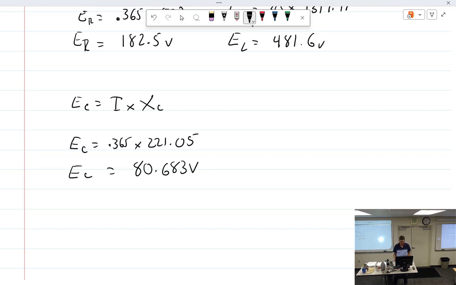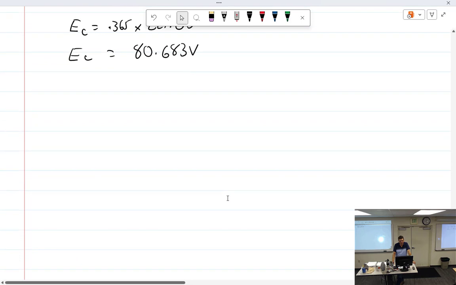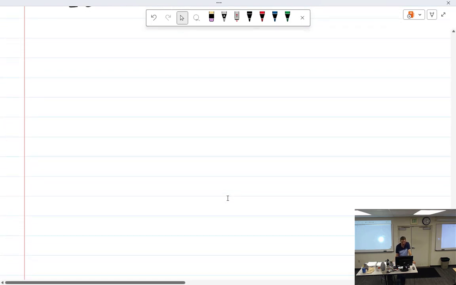So on E of L, 481 volts. That is out of 440 volts. So 481.6 plus 182.5 plus 80.683 equals 440, right? No. So what happened to Kirchhoff's laws here? Went out the window. Out the door. Why? Because of phase shift. That's your best answer. All right, so next we solve for power.